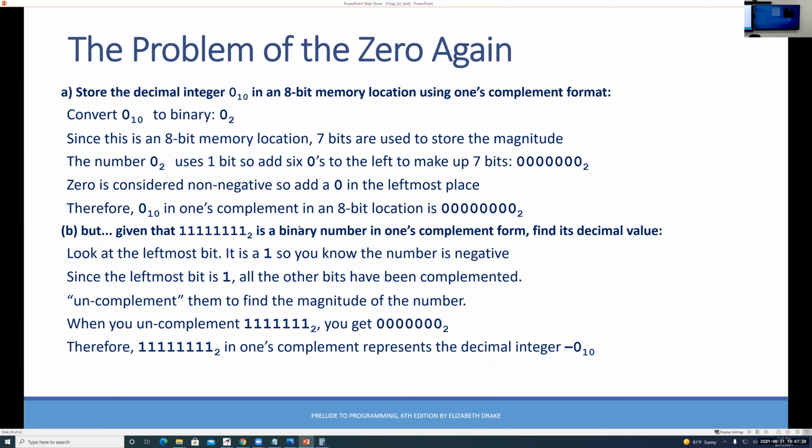But again, one's complement also has a problem with the 0. Now, if you look at this one, what do you think? This one is positive, right? Because the leftmost bit here is 0. And when it's positive, you just convert it normally. Don't do anything. So we convert the 7 bits here to 0. That's why you have the positive 0 here. Okay? What will happen with this one?